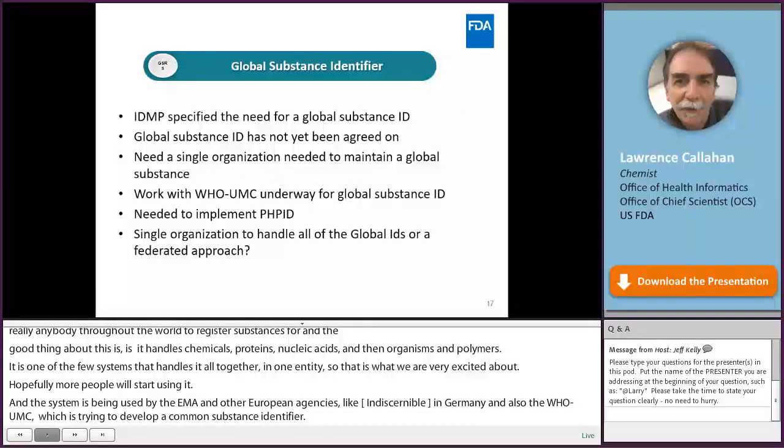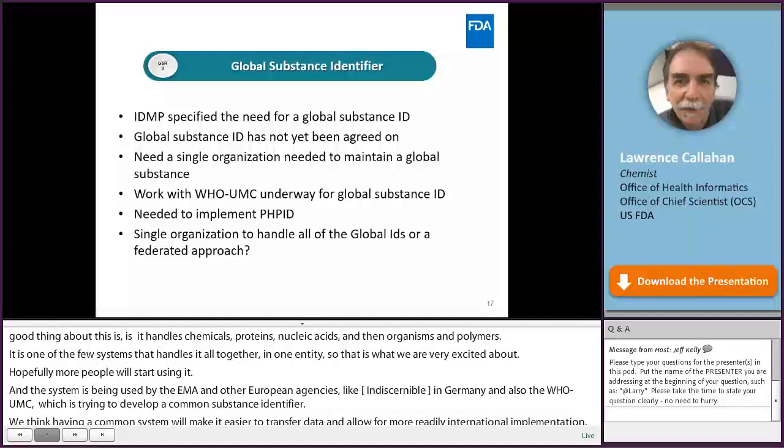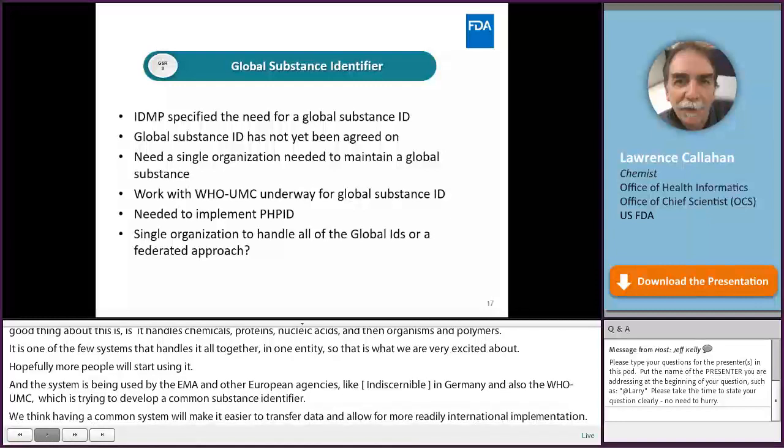And again, we still haven't agreed on a global substance ID. At one point, it was going to be the UNII, which is what the FDA uses, which again is a 9 random character with 1 check character alphanumeric identifier. But again, that hasn't been agreed upon.